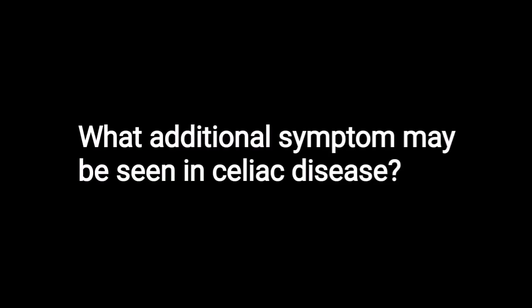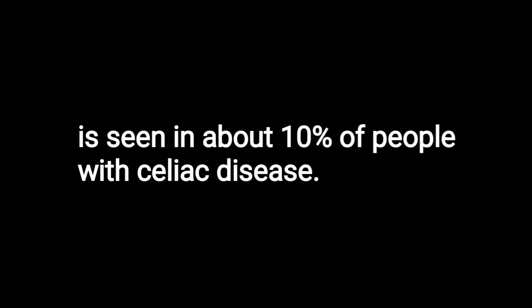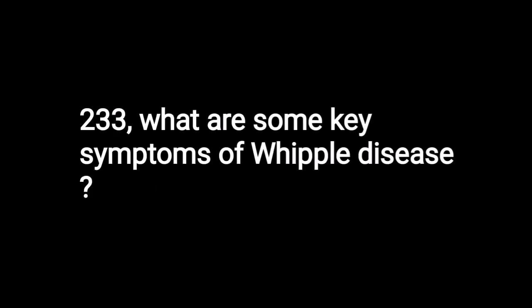232. What additional symptom may be seen in celiac disease? Dermatitis herpetiformis, a skin rash, is seen in about 10% of people with celiac disease. 233. What are some key symptoms of Whipple disease? Whipple disease can present with arthralgias, ocular findings, neurologic abnormalities, fever, and lymphadenopathy.